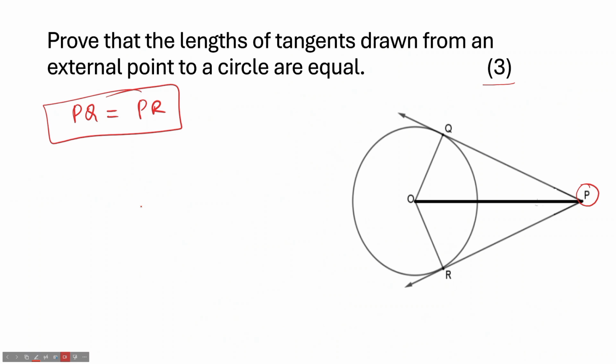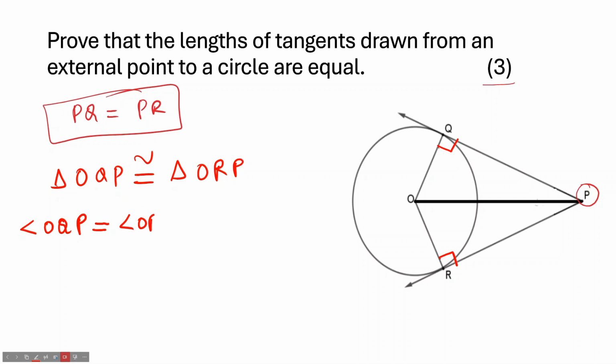Prove that the lengths of tangents drawn from an external point to a circle are equal. So we should prove PQ equals PR. Okay, so here also we just prove these triangles are congruent. Triangle OQP congruent to triangle ORP. We should prove this. How to prove? We can say angle OQP equals angle ORP.